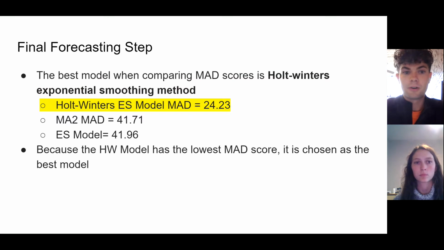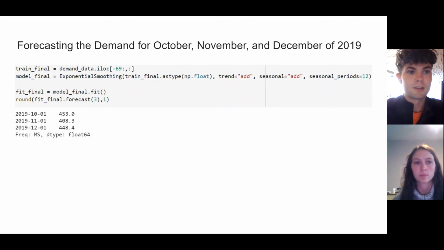Now we implemented our final forecasting step, and we looked at the best MAD scores from all the models, and Holt-Winters won with a MAD score of 24.23. Then we forecasted demand for October, November, and December of 2019 using our best model, which was the Holt-Winters, and you can see our demand for those months in the output.